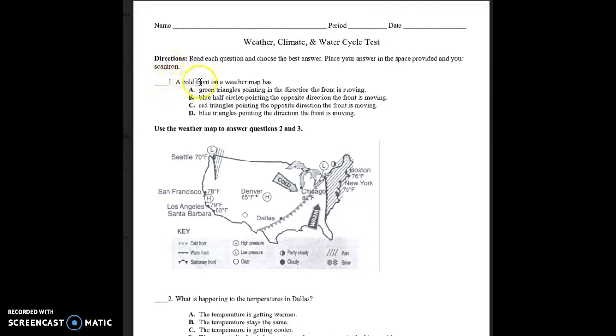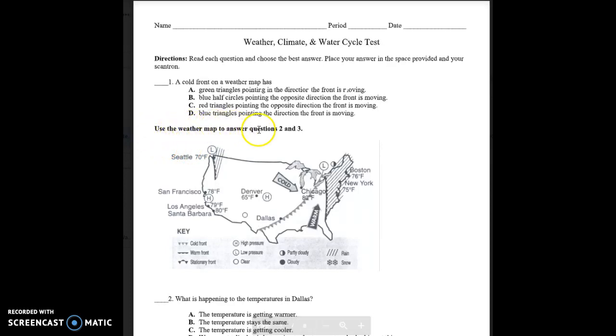Number 1. A cold front on a weather map has A. Green triangles pointed in the direction the front is moving. B. Blue half circles pointing the opposite direction the front is moving. C. Red triangles pointing the opposite direction the front is moving. D. Blue triangles pointing in the direction the front is moving.